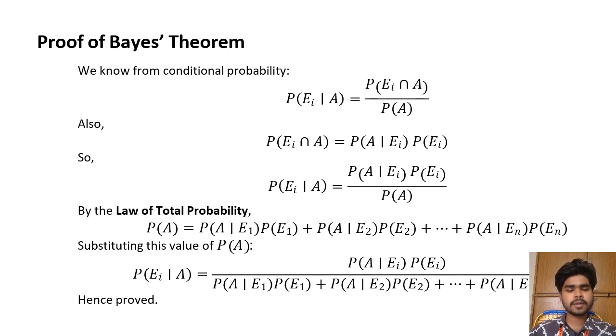So finally we get P(Ei|A) equals P(A|Ei) into P(Ei) by P(A|E1) into P(E1) plus P(A|E2) into P(E2) up to P(A|En) into P(En). So hence proved. Hence Bayes theorem is proved.